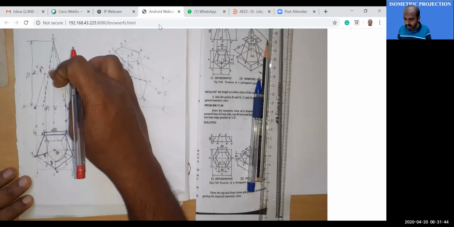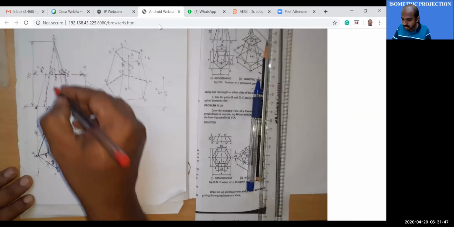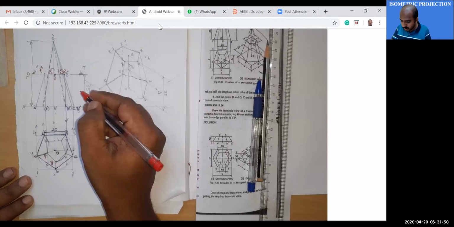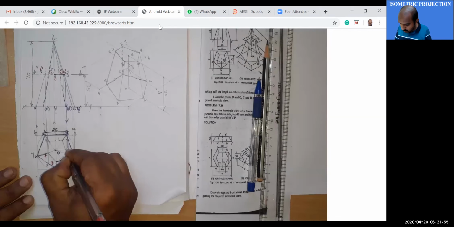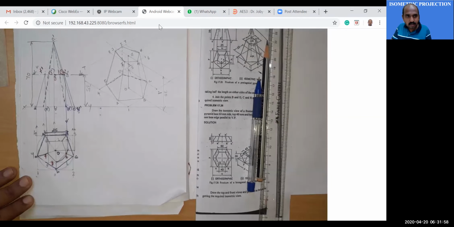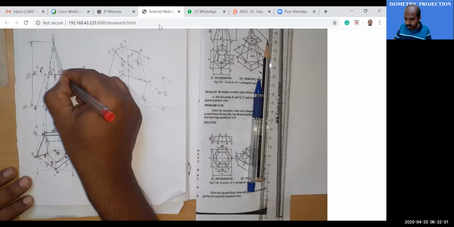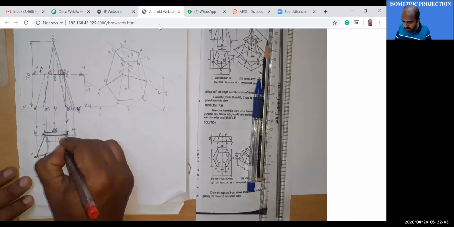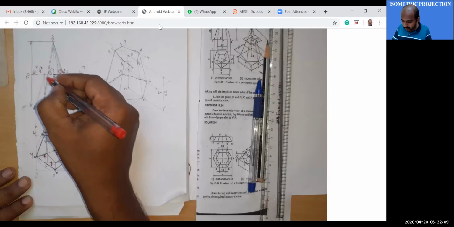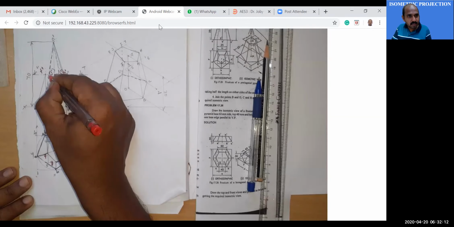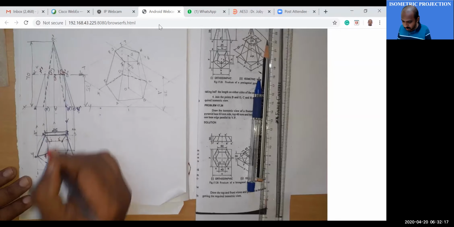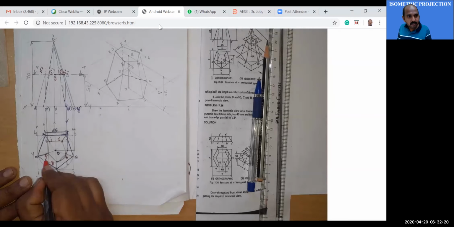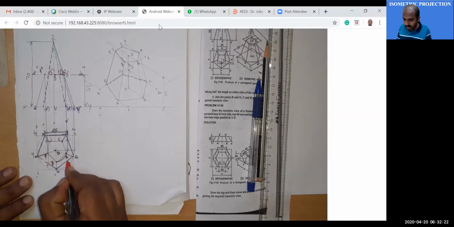Now we have located F and G. Which is the next point? You have H dash on O dash C dash. Drop a perpendicular from there. This is your H. Now the next point, we have I dash. Drop a perpendicular from there, and we locate I here. Then the next point is J dash. Drop a perpendicular from J dash, and you can locate J here. So we have located F, G, H, I, and J.